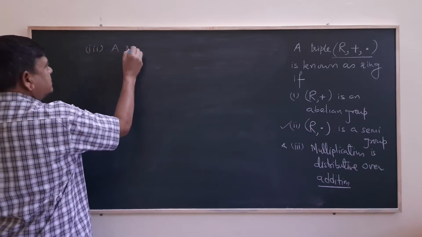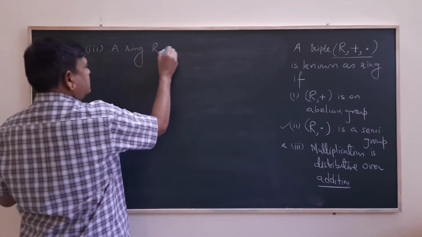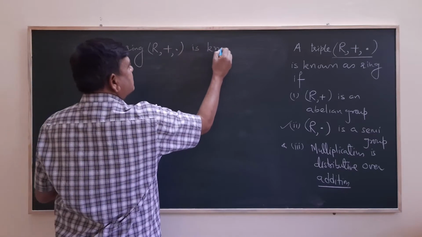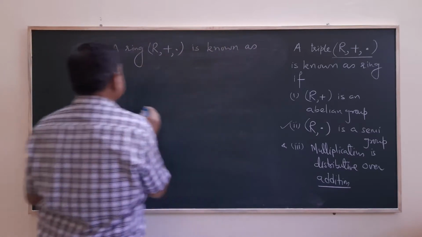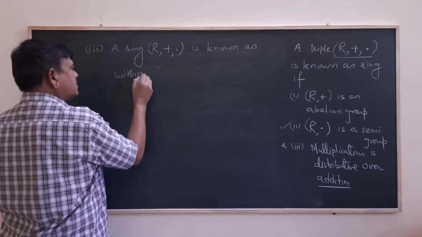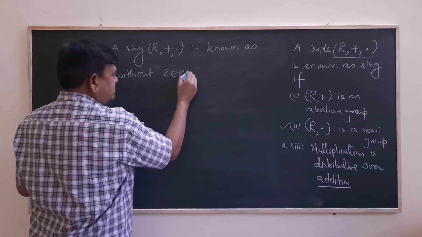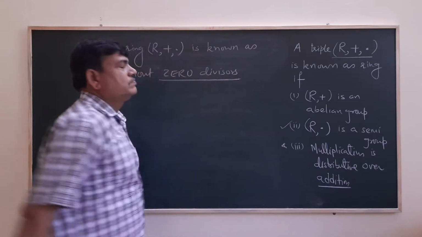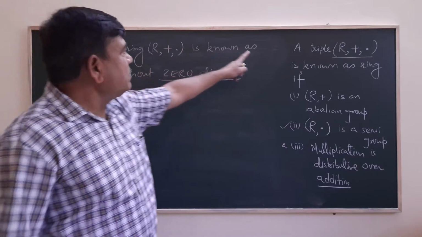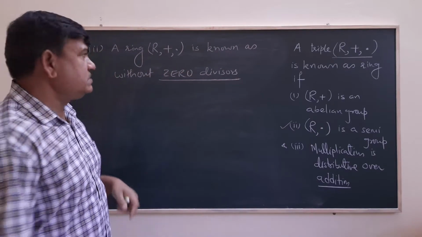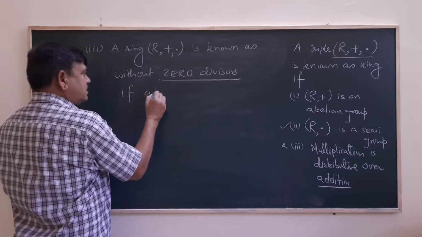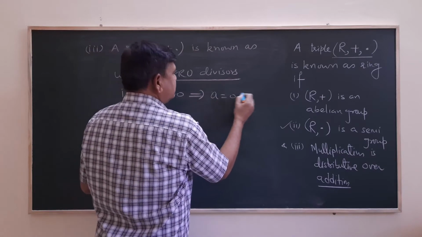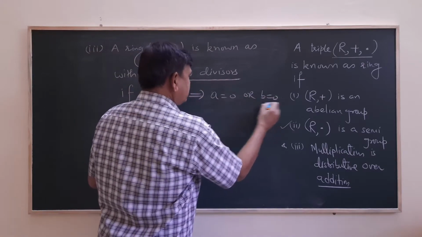Number 3, a ring R is known as without zero divisors. A ring is known as without zero divisors if AB equals 0 implies A equals 0 or B equals 0.